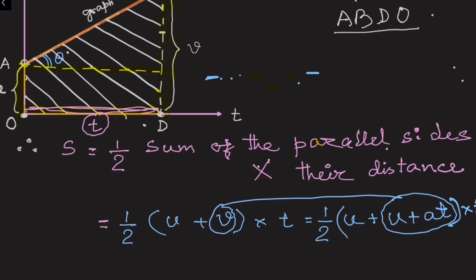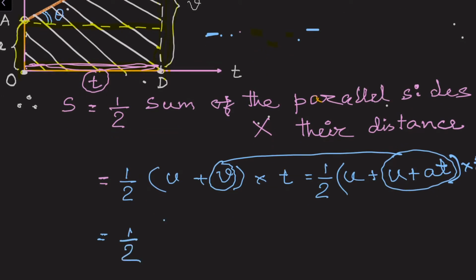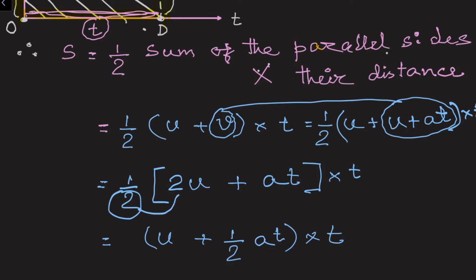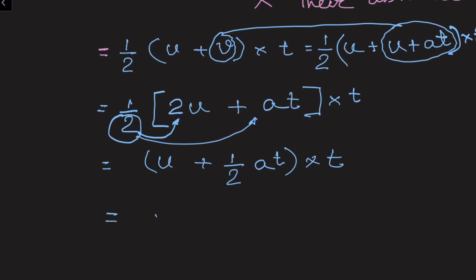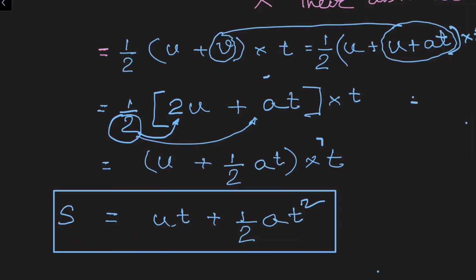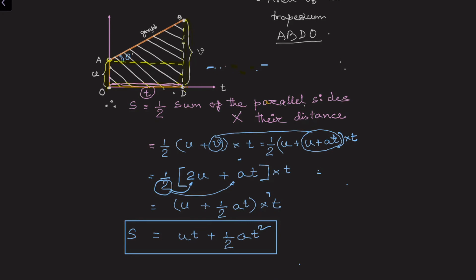Now this equals half into 2u plus at, and outside the bracket t, equals u plus half at into t. Why? Because half into these two. So it equals ut plus half at square. So s is equal to ut plus half at square. Now let us look at the total picture of what we have done. So this is it.